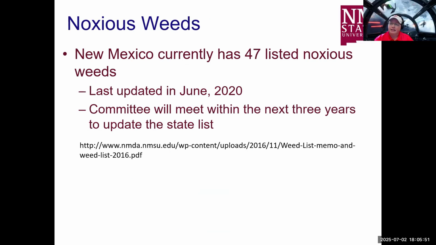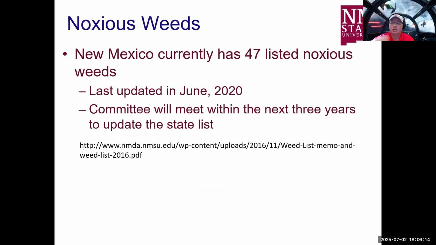The state of New Mexico currently has 47 listed weeds on the noxious weed list. This was updated in 2020. We try to update it every 3 or 4 years. However, one of our big token positions, the range weed and brush specialist position, has been open since 2020. So we're hoping to hire that position pretty quickly, and once we do, we'll update the noxious weed list again.